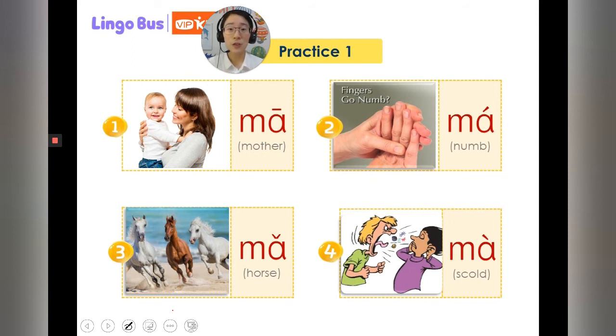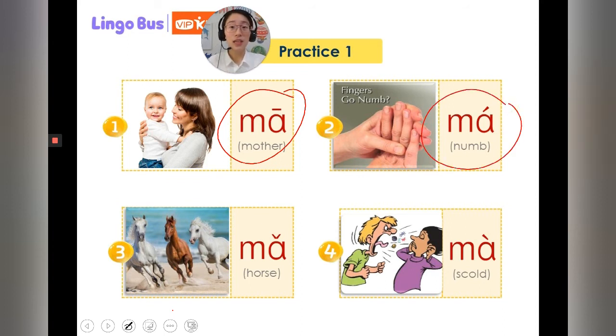We're going to sound out 4 different tones of the syllable ma. So the first tone is ma. It's a high flat tone. Ma. Can you have a try? Ma. That means mom in Chinese. The second tone is ma. Ma. That means numbness. Can you have a try? Ma. It goes up. Great.